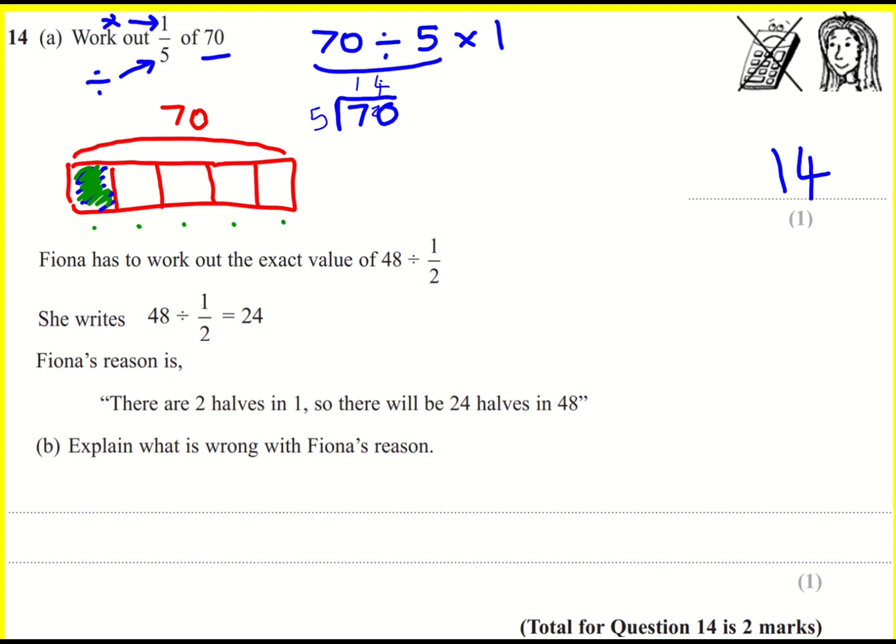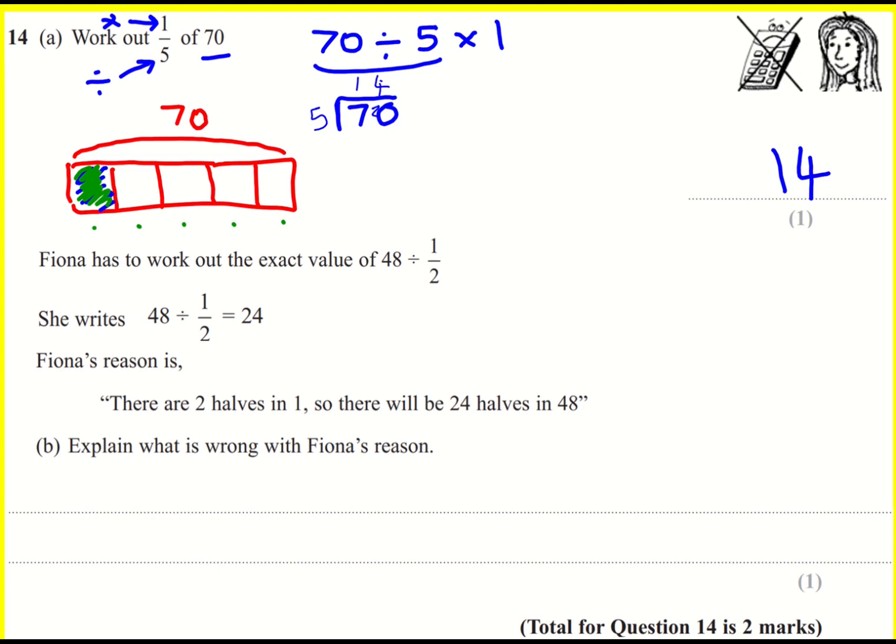Next part, Fiona has to work out the exact value of 48 divided by a half. She writes 48 divided by a half is 24. Fiona's reason is there are 2 halves in 1, so there will be 24 halves in 48. Explain what is wrong with Fiona's reason.